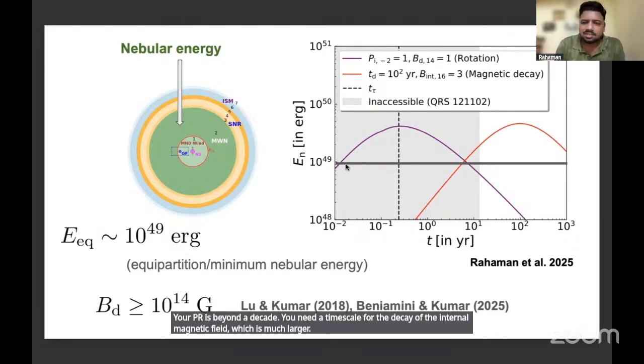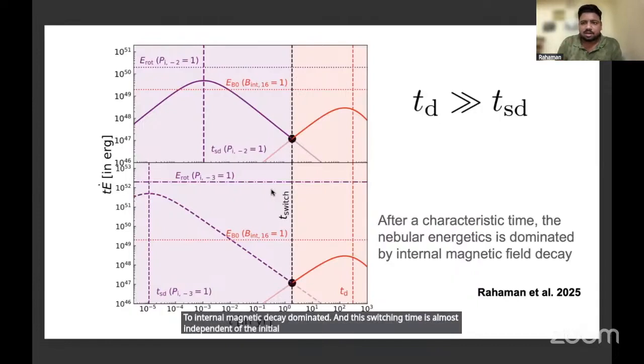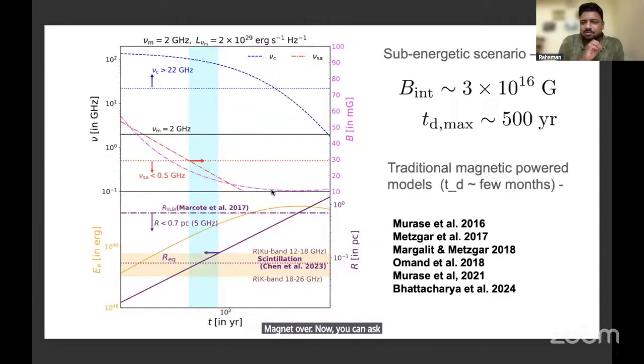In fact, in such a scenario, we have a characteristic switching time in which the energetics in the nebula switches from being rotation dominated to internal magnetic decay dominated. And this switching time is almost independent of the initial spin period of the magnetar. Now you can ask this very fundamental question.